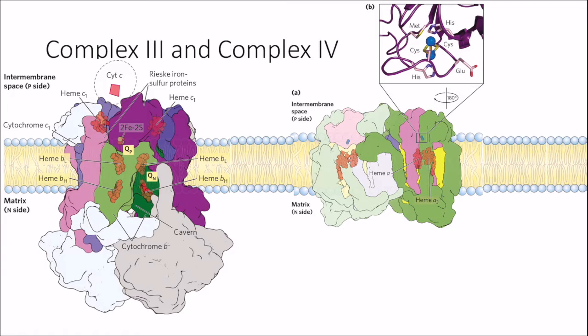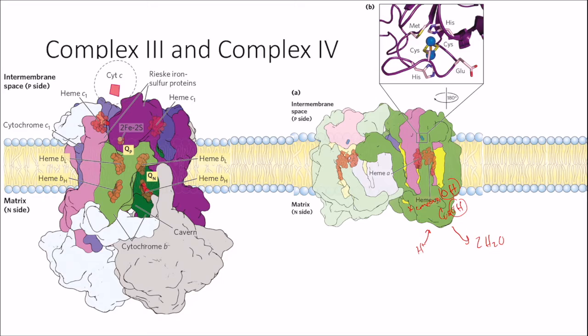Now this forms a copper B hydroxide as well as a heme A3 hydroxide. Now that we have these 2 hydroxides, 2 more protons are introduced from the matrix, and they will bind to the hydroxides and create 2 water molecules.